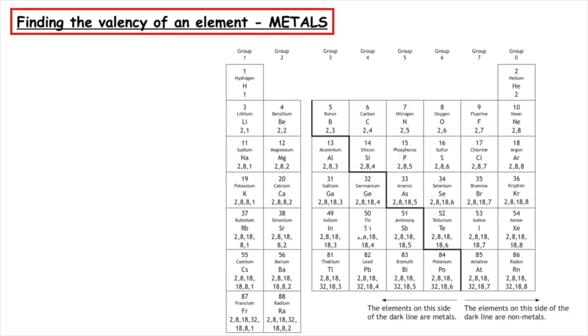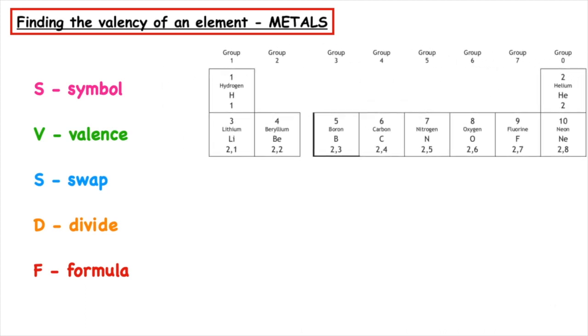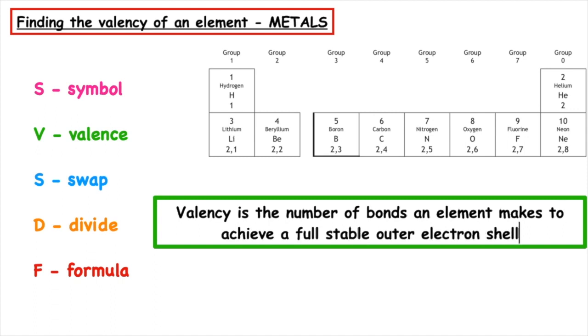The chemical formula is the shorthand way of representing which elements you have in a compound and how many you have of each. The method that we are going to use to work out the chemical and the ionic formula is SVSDF, which stands for symbol, valence, swap, divide, and formula. The symbols for elements can be found in the periodic table, and the valency is the number of bonds an element makes to achieve a full, stable outer electron shell.